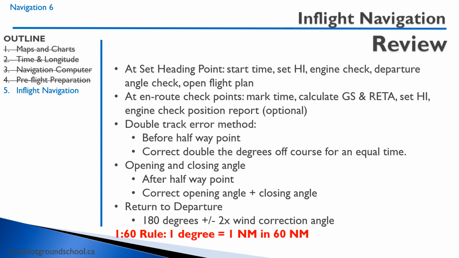The double track error method is used before the halfway point. You correct double the degrees off course and fly for an equal amount of time since your set heading point. The opening and closing angle is used for drift correction after the halfway point, and you add the opening angle and the closing angle and correct the angle. Return to departure, you just turn 180 degrees around and fly double the wind correction angle. Lastly, the 1 in 60 rule means that if you're 1 nautical mile off course in 60 miles, that's 1 degree, and therefore you can do the ratio.